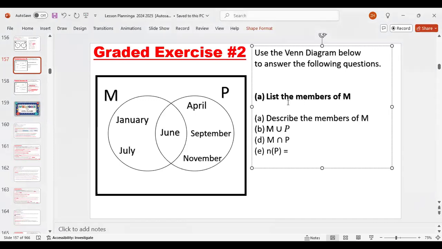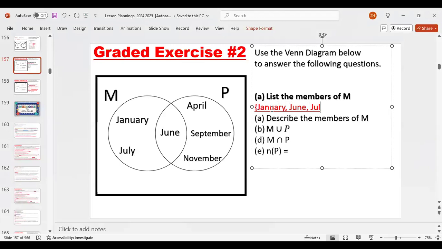List the members of M. What do we have for this? June, July, January. Well, let's put it in order. So January, June, July.